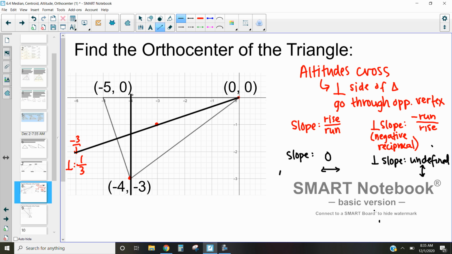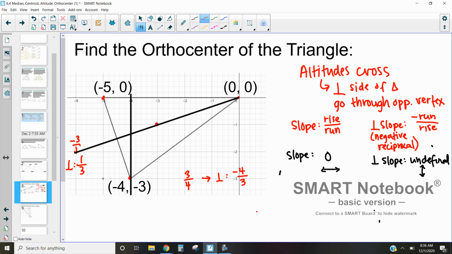Fantastic. Okay, and then the very last thing that we need to do is find that perpendicular line that goes through the point negative 5, 0 that is perpendicular to our segment over here. The slope on this piece right here is 3 over 4. So that means our negative reciprocal, or our perpendicular slope, is going to be negative 4 over 3. So I'm going to start here and I'm going to count down negative 4.